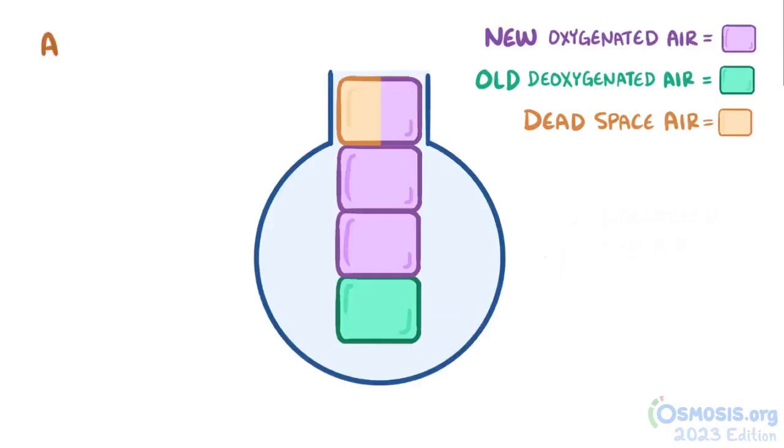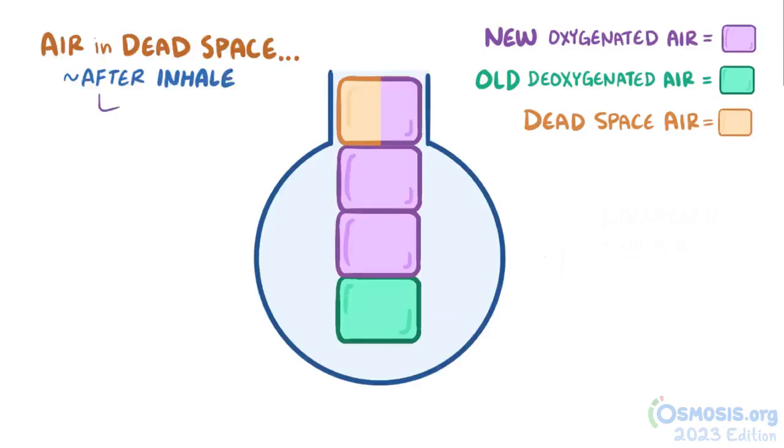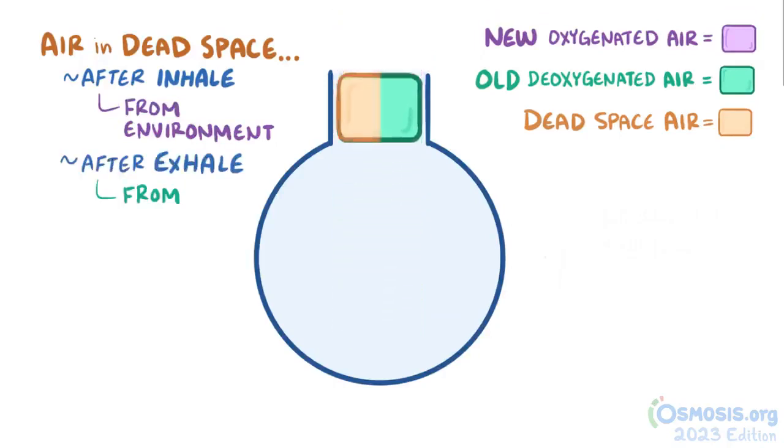So to summarize, if you sample the dead space air after a person has just inhaled, then the dead space air would be fresh air from the environment. And if you sample the air from the dead space after a person has just exhaled, then the air would be from the alveoli. So to gauge how effectively gas exchange is taking place in the lungs, it's important to time it just right, and take the air sample from the dead space at the end of exhalation.